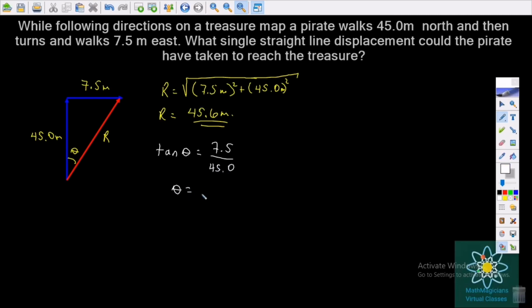If you solve for the angle, the same as the previous exercise, we solve this way. Once you plug this in your calculator, your answer has to be 9.46 that we round with two significant figures to 9.5 degrees. And remember that the last exercise we finished in north. Here we finish in east. So we say east of north. And that would be your answer.